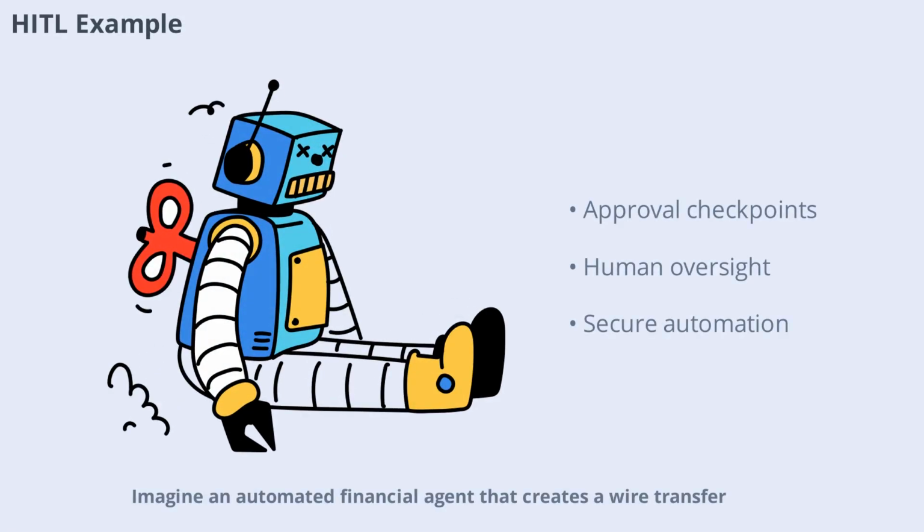Imagine an automated financial agent that creates a wire transfer. The system triggers a breakpoint, displays an approval button for an administrator, and only processes the transfer after approval. This pattern integrates human oversight into automated agent workflows, balancing efficiency with control.